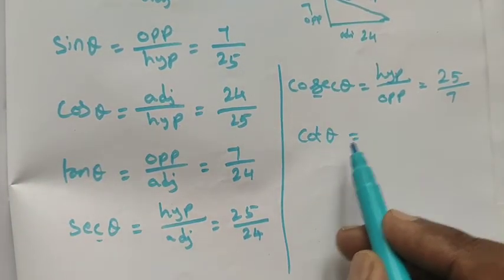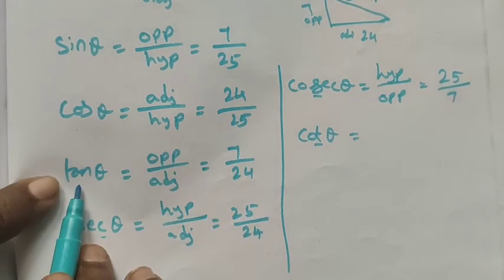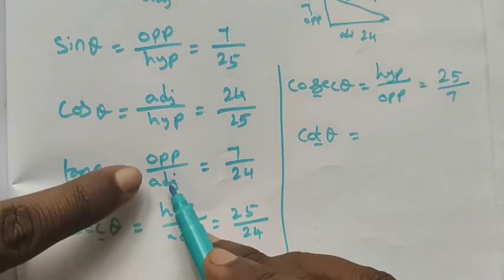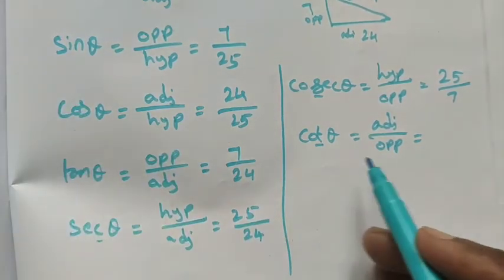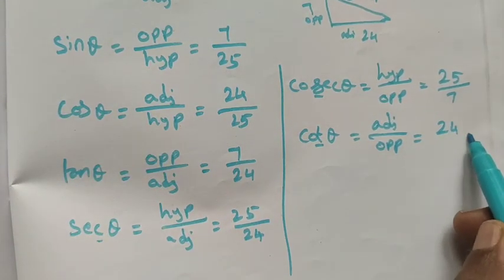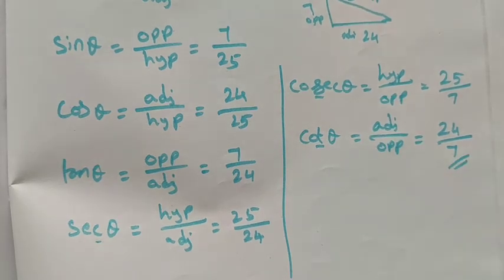Then cot theta, cot, third letter T, reciprocal of tan. Reciprocal of tan means adjacent side divided by opposite side. Now the reciprocal value of tan, 24 divided by 7, is the answer.